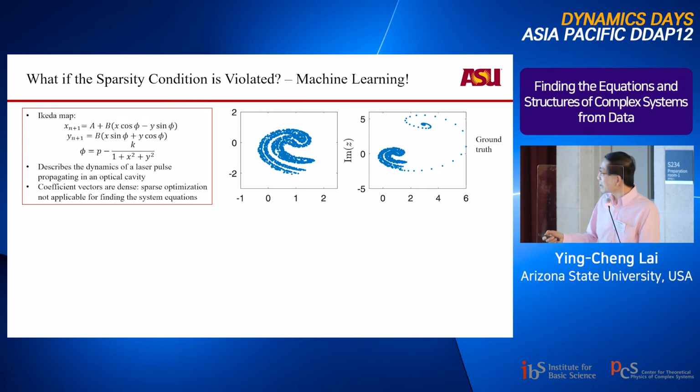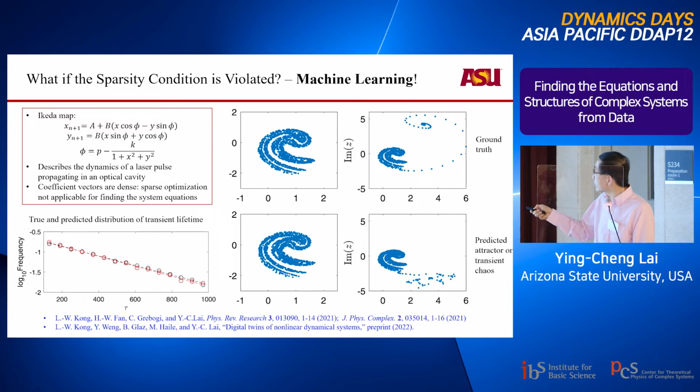Just to show you some results, this is for the Ikeda map. The ground truth is here. This is the attractor slightly before a crisis transition. At a certain point, there will be a crisis transition where this attractor collides with the basin boundary and is destroyed. After that, this chaotic attractor becomes a chaotic transient, and then the system diverges to another attractor. This is what happens to the real system here.